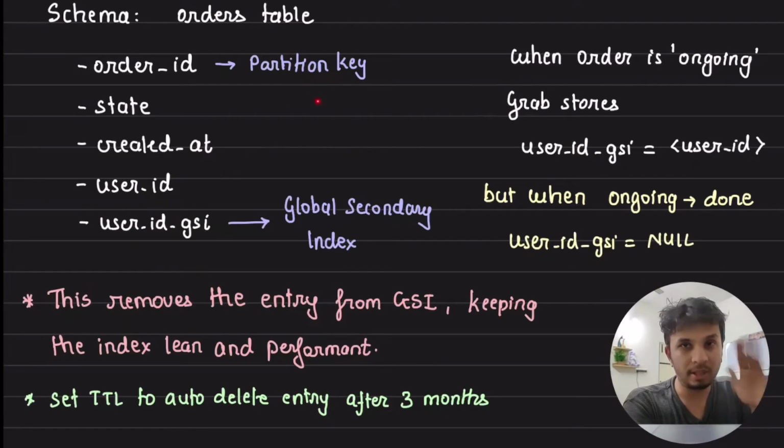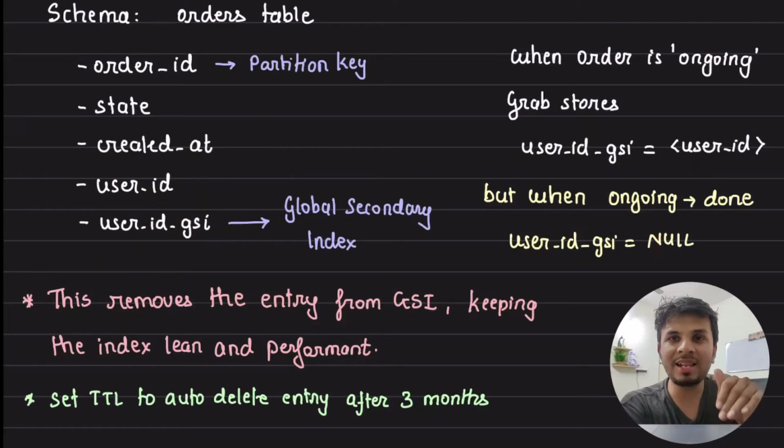The entire table is partitioned by order ID. Instead of creating a global secondary index on user ID in order to get ongoing orders of a particular user, they created another field called user ID GSI. It's a special field and they created a global secondary index on this. When an order is created, user_ID_GSI is set to user ID, so that you can find ongoing orders of a particular user. But as soon as you move your order from ongoing to done, you set this user_ID_GSI to null, which would make it delete from the global secondary index. The entry would still be there in the orders table, but it would not be there in the index.